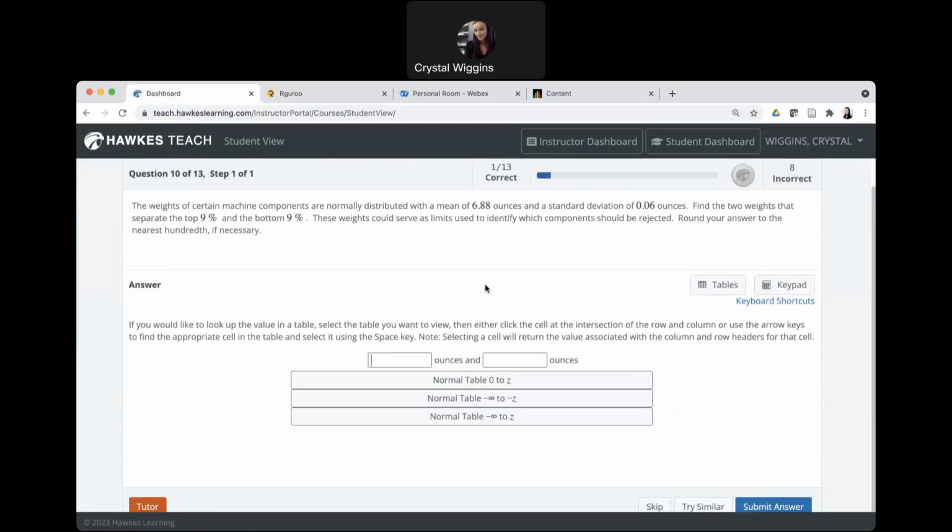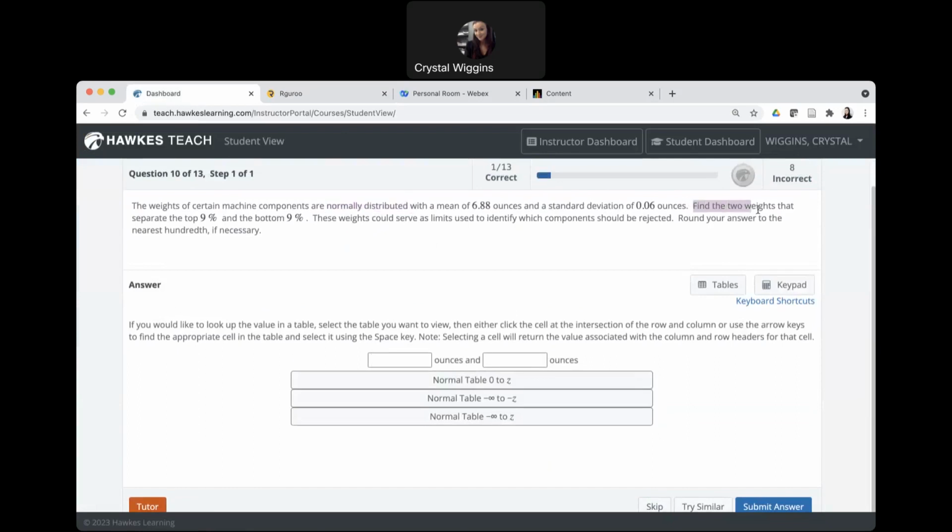Okay, the weights of a certain machine components are normally distributed. Again, that tells me what the shape of the curve is. It's bell-shaped, it's symmetric, and the mean would be in the center. The mean is 6.88. This time they gave me the standard deviation of 0.06.